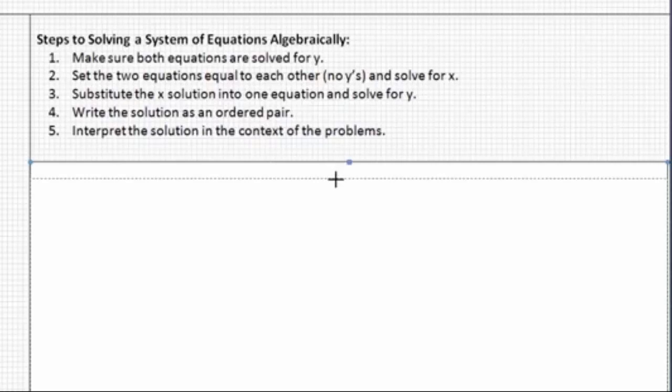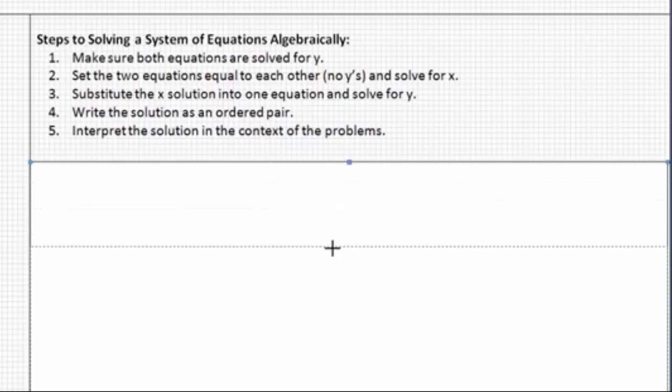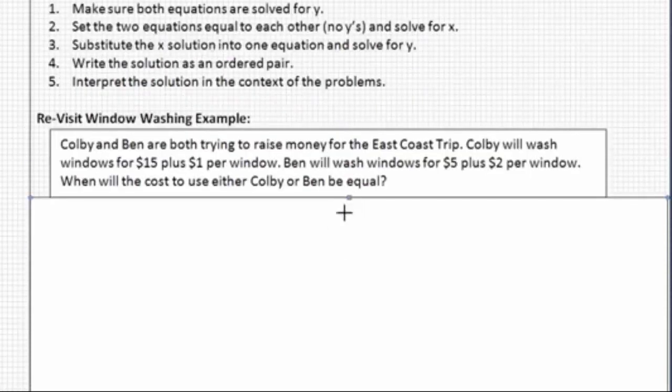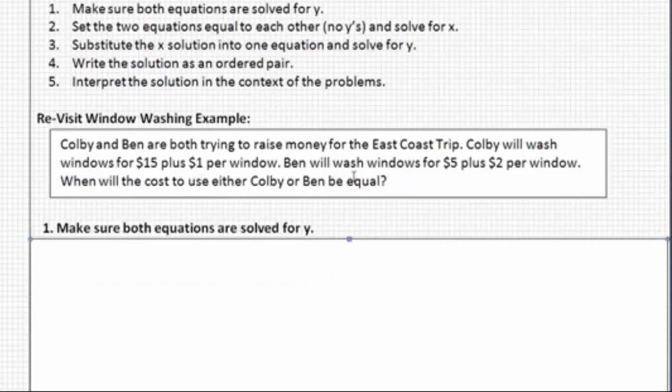For our example today, I'm revisiting the window washing problem. We had the example from the last lesson about Colby and Ben who are raising money for their East Coast trip. It's a good idea to jot it down, it's pretty short. Colby and Ben are both trying to raise money for the East Coast trip. Colby washes windows for $15 plus $1 per window. Ben will wash windows for $5 plus $2 per window. And we want to know, when will the cost to use either Colby or Ben be equal?